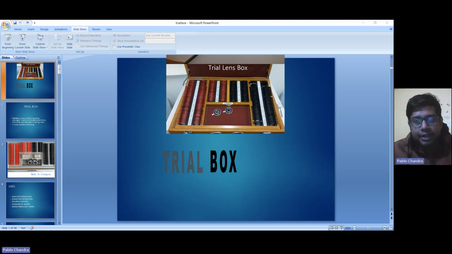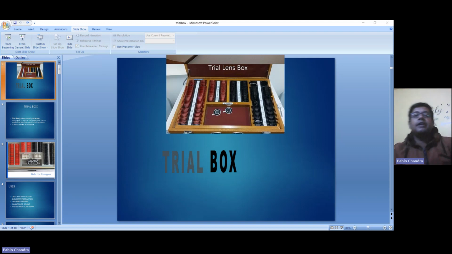So this is how a near chart looks. It is used from the working distance, one hand distance, or wherever the patient normally sees from. You can ask the patient to hold it at their normal working distance and ask them to read. When the patient starts reading, you can understand where the problem is.